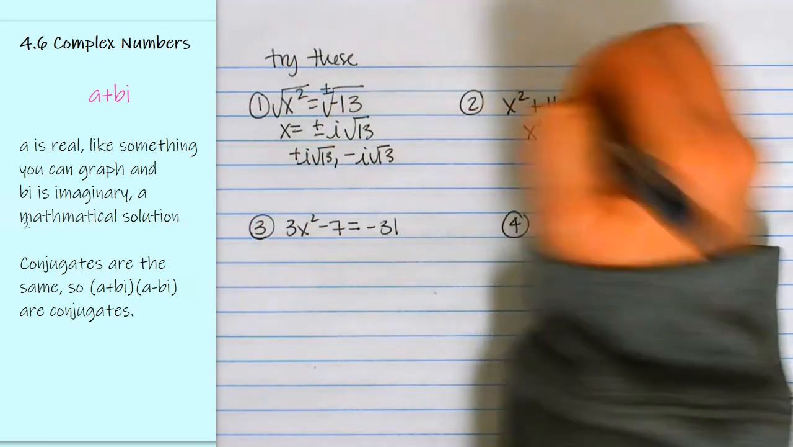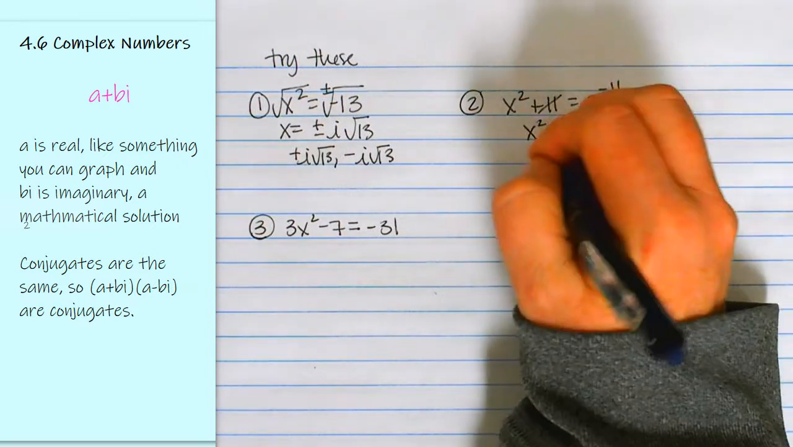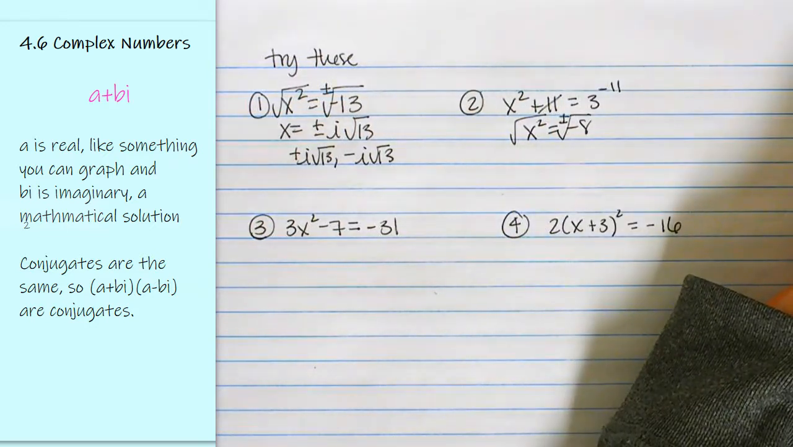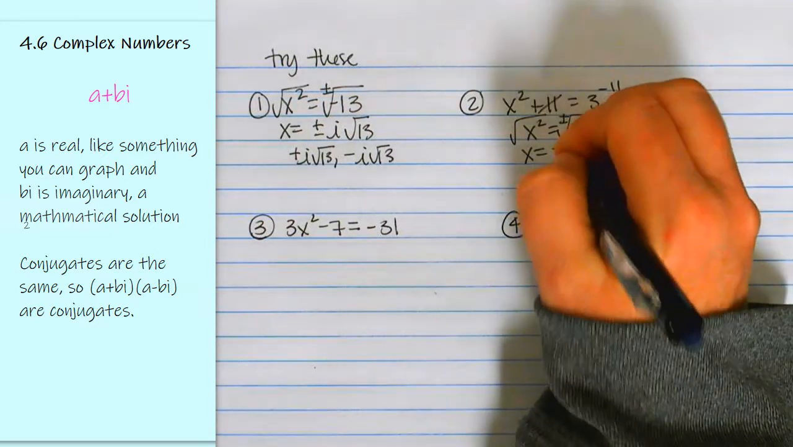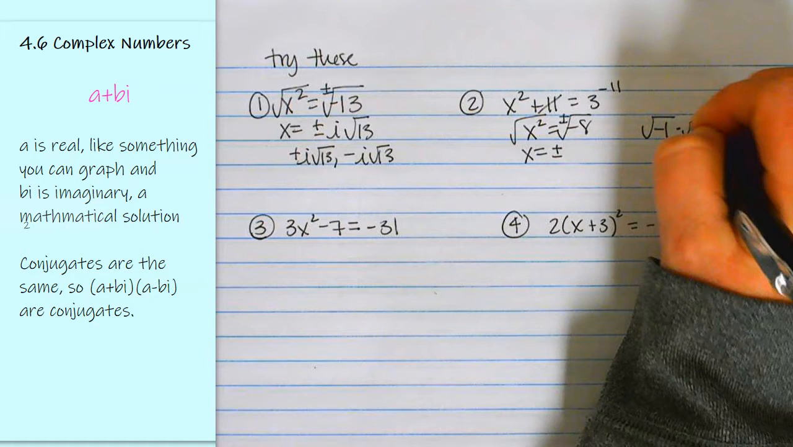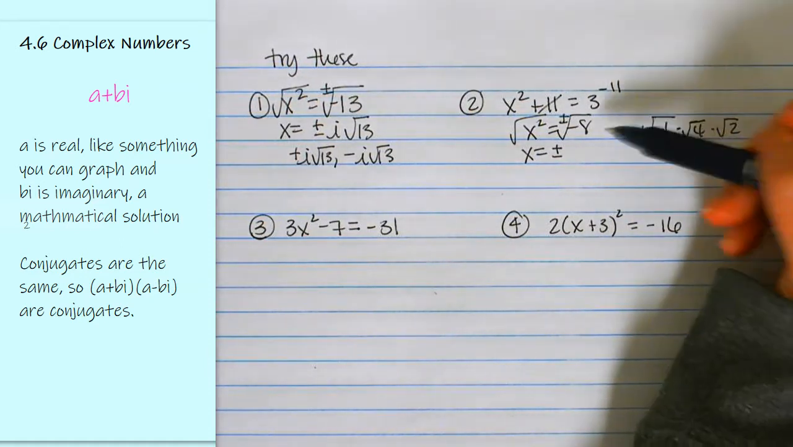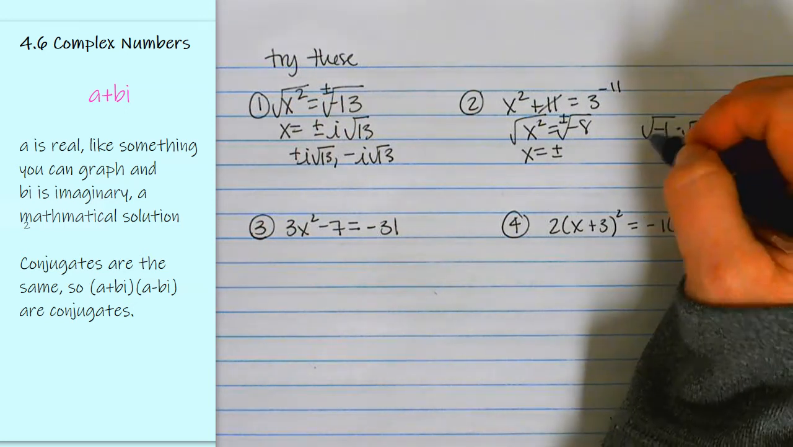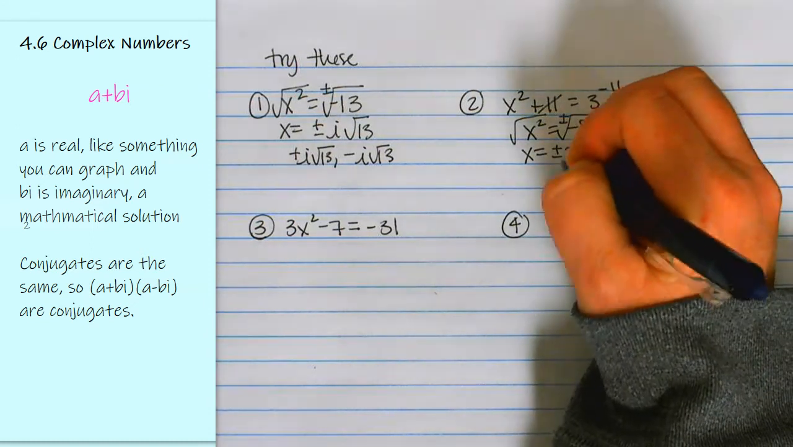Number 2, x squared equals, subtract 11 from both sides. We have negative 8. Take the square root of both sides. I want to see all of that work and the plus or minus. That's going to be x equals plus or minus the square root of 8. It's going to be negative 1 times square root of 4 times square root of 2. So I'm taking 8 and rewriting it with the negative, the 4, and the 2. This is i. This is 2. I'm going to squeeze that in there.